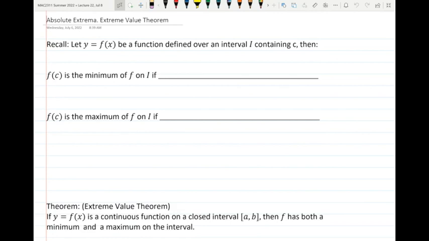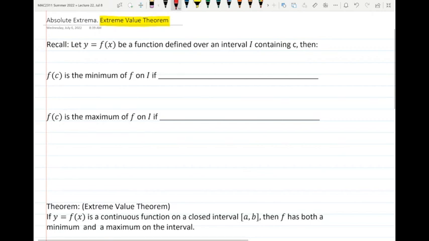Okay, so now I would like to talk a little bit more about how to actually find those points, but before the relative extrema. But before we get there, let's pause and let's talk about absolute extrema and a very important theorem which is called the extreme value theorem.